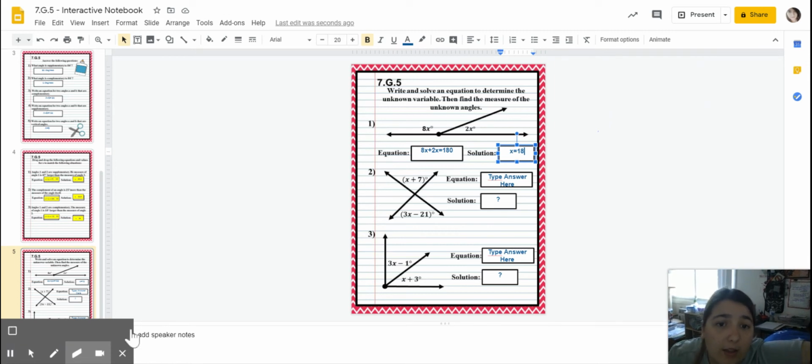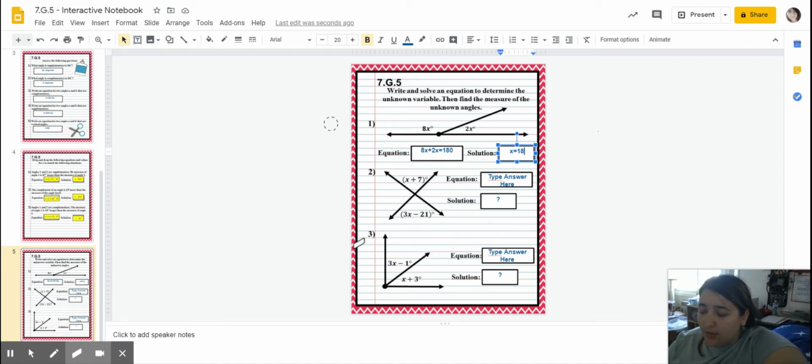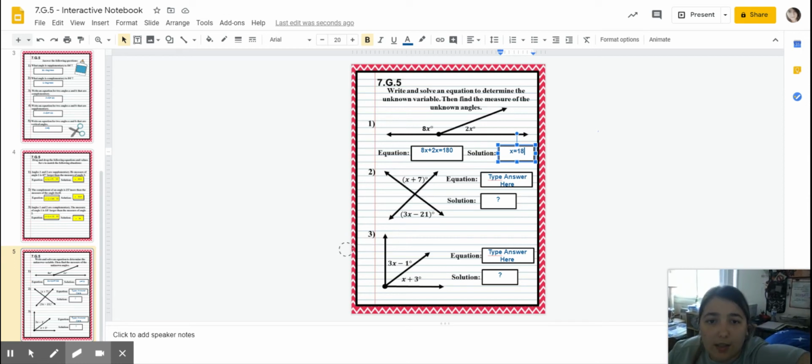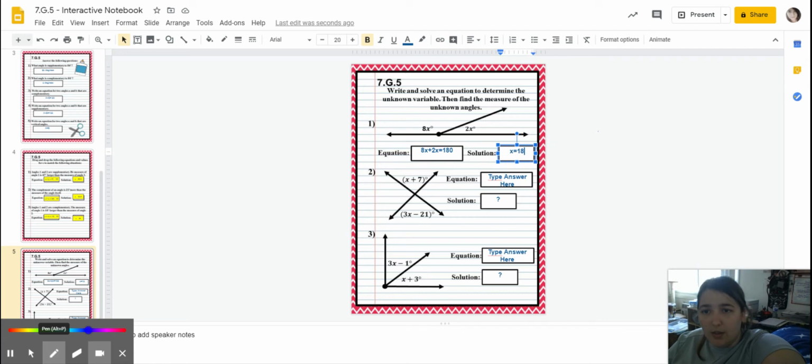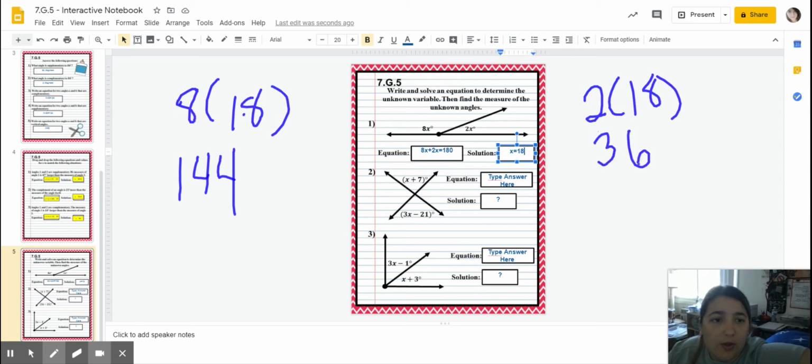All right, now let's find the value of both of those. So we'll start on this side. If we have 8x, which is the same as 8 times 18, and 8 times 18 is going to give us an answer of 144. So this side is 144. So we end up with 8 times 18, which gives us 144. And then on this side, we're going to do 2 times 18, and that's going to give us an answer of 36 degrees. Knowing the angles for both supplementary angles, 144 and 36, let's go ahead and type that into the box as well.